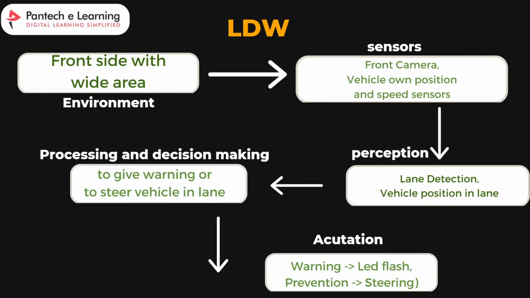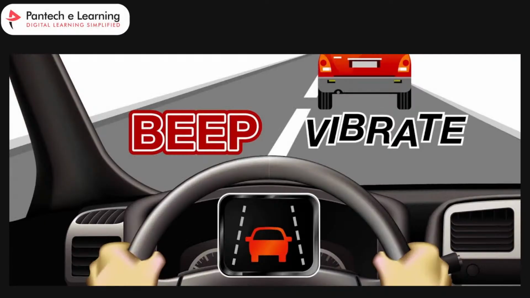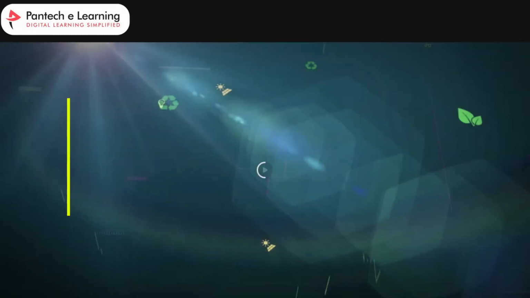And then we move on to processing and decision making, to give some warning or to steer the vehicle in the lane. And next one is the activation. If the system decides a warning is sufficient, it activates a warning signal. That could be an LED flash or another form of notification to alert the vehicle's control system. So this is the simple block diagram of the lane departure warning system. It will give you a beep or some vibration notifications.